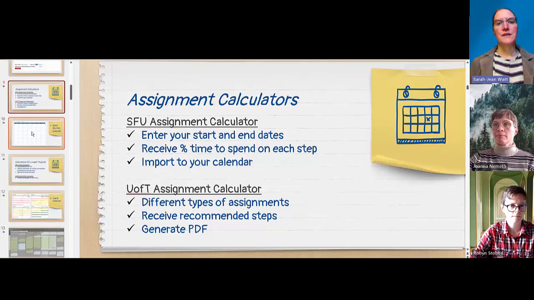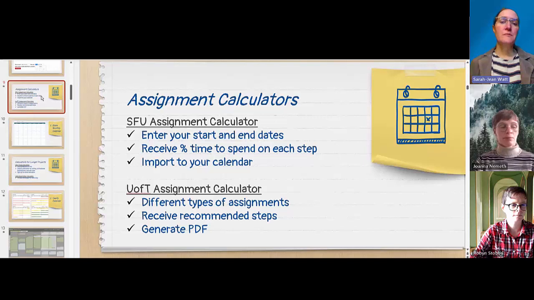The second one you see here, the University of Toronto calculator, is useful because it allows you to choose between several different types of assignments. These include literature review, annotated bibliography, presentation, and even grad school application. Similar to the first one, you'll receive recommended steps, but different types of assignments have slightly different steps. So this assignment calculator not only gives you a recommended timeline, it also gives a guideline for how to approach that type of assignment.